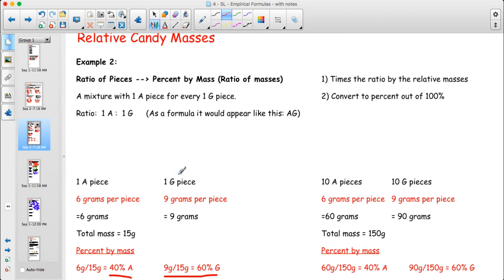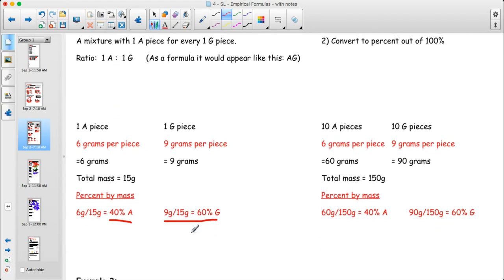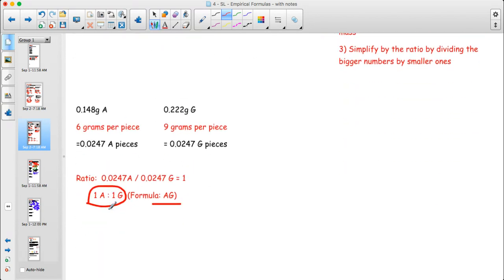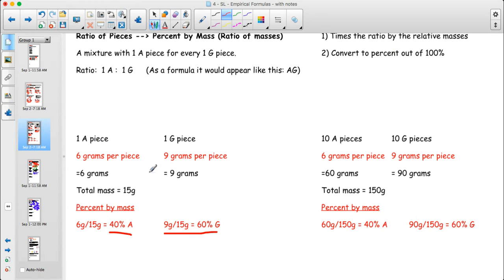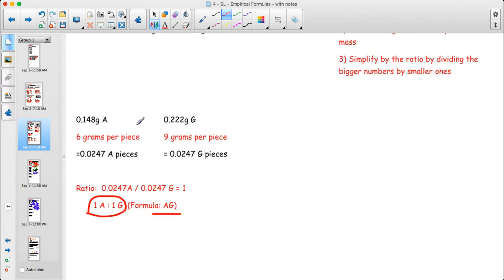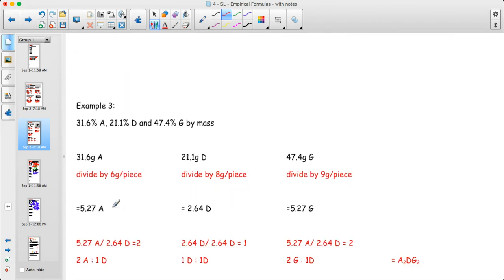Right? So notice that whether I start with the ratio and then I get to the percent by masses, or I start with masses, I can get back to the ratio. Okay? In one of them, you multiply by the relative mass and then turn it into a percent. In the other one, you turn it into a mass from a percent, and then you divide by the relative masses and simplify the ratio until you get whole numbers.